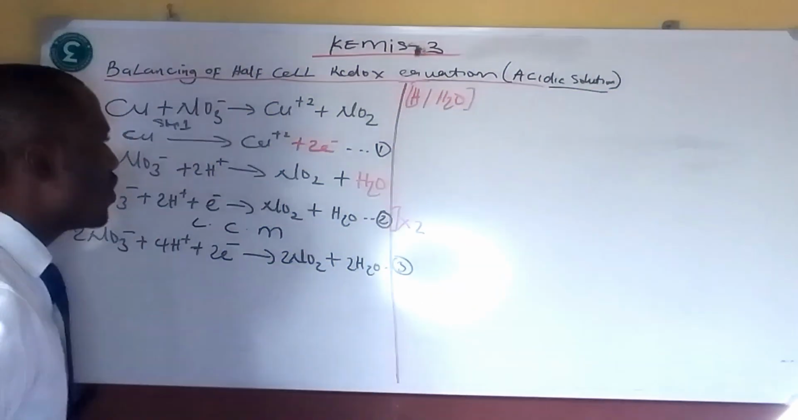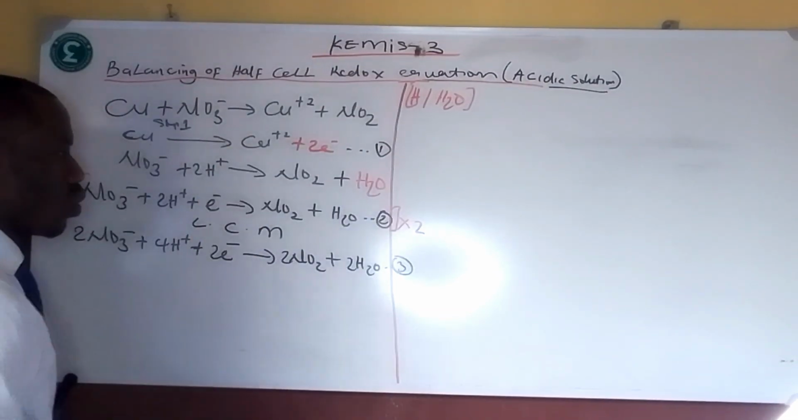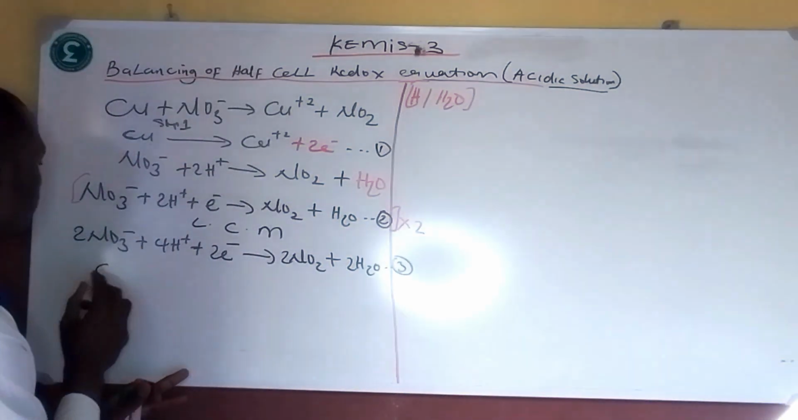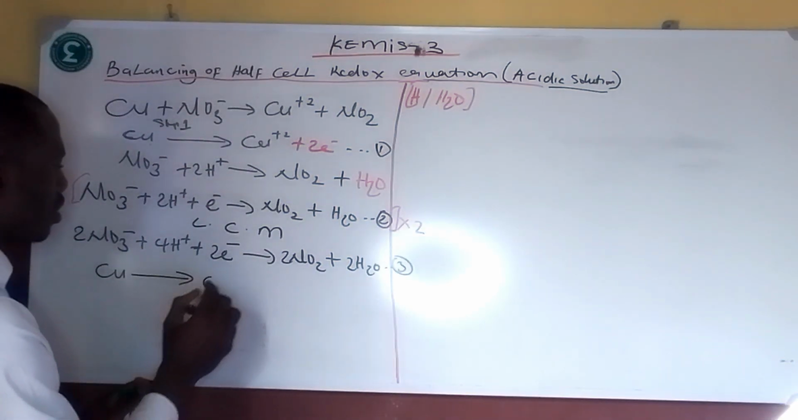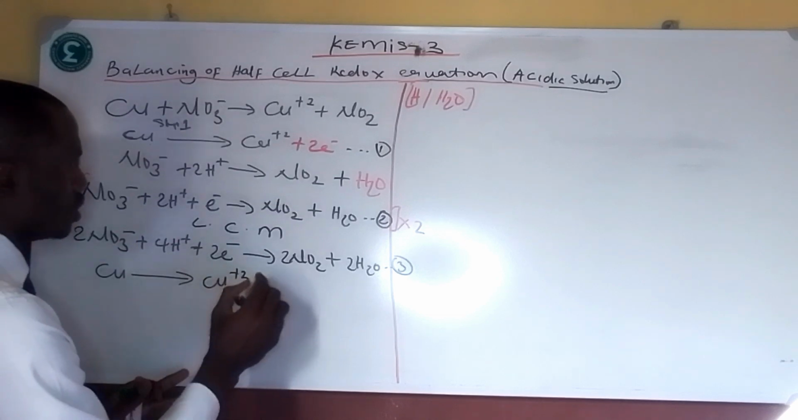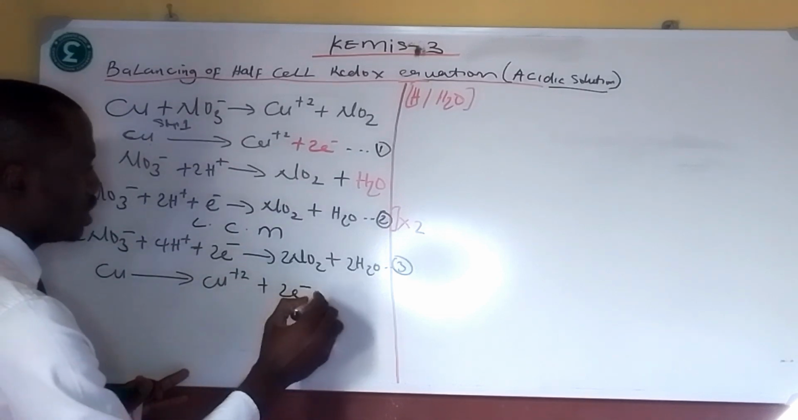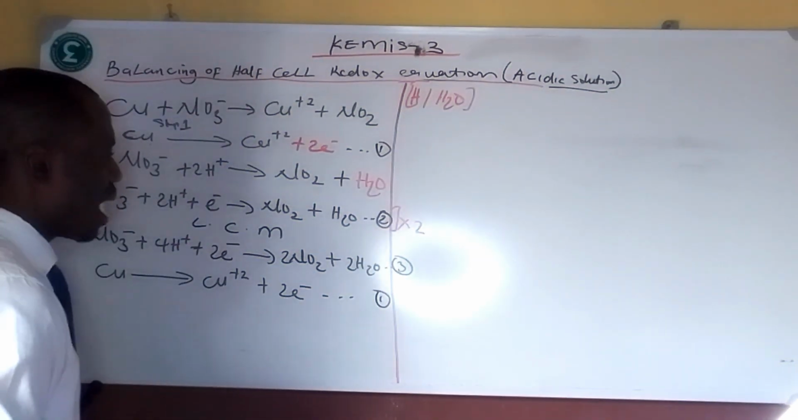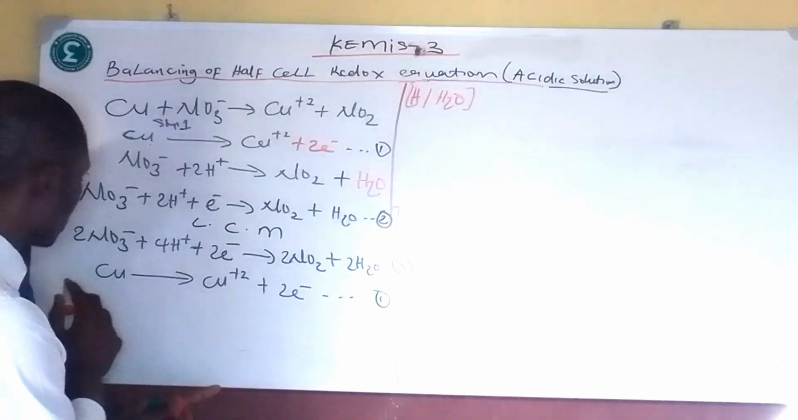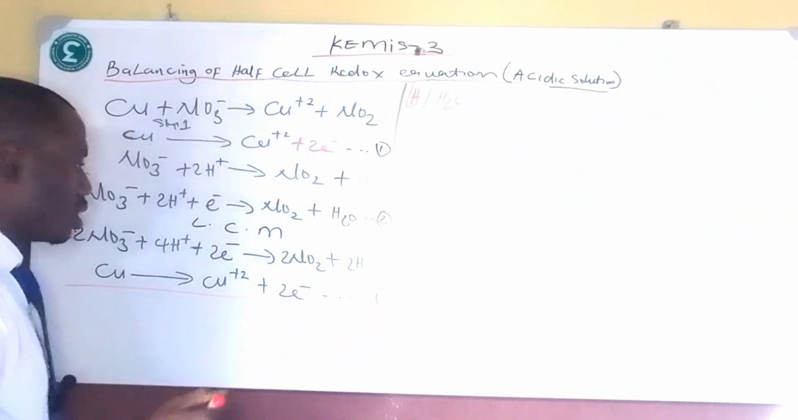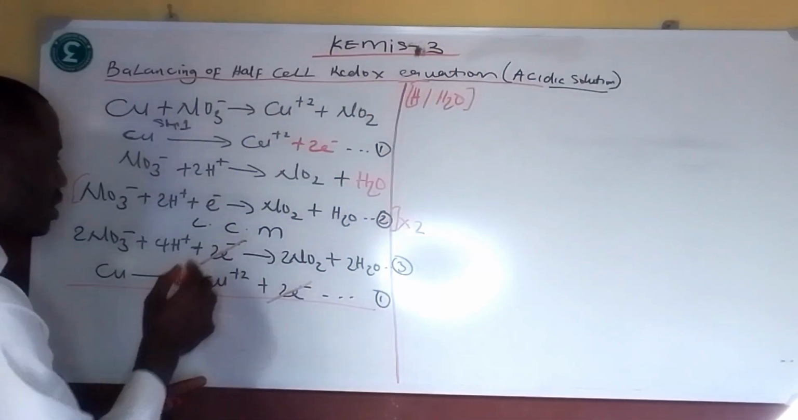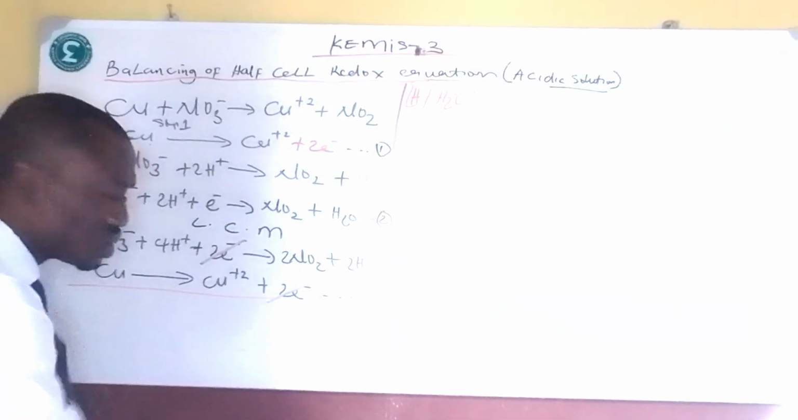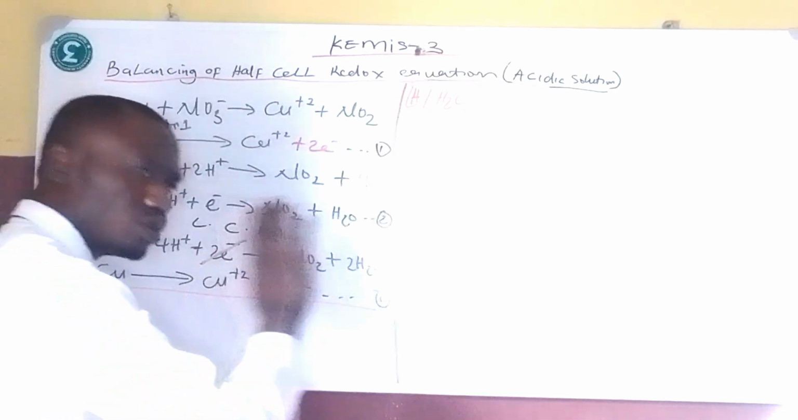Alright, having done that, I'm going to bring down equation 1 because I want to equalize the two equations. Now equation 1 is copper giving me copper plus 2 plus 2 electrons. This is equation 1. Now, what I will do is add up the equations, which is the fourth step. Adding up the equations, you notice that electron will cancel electron. Now, when electron has cancelled electron, just write down for me what you see on the left side, and write down for me what you see on the right side.